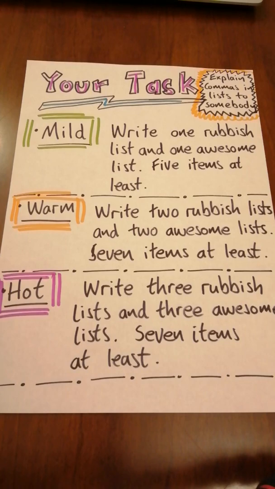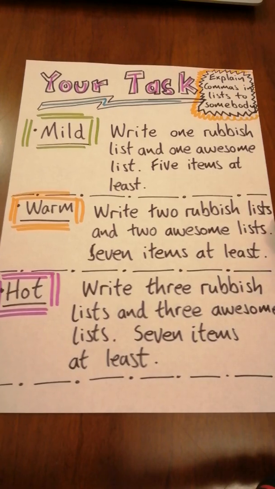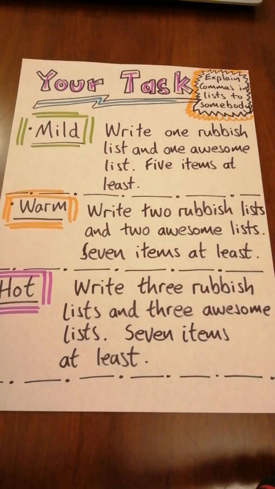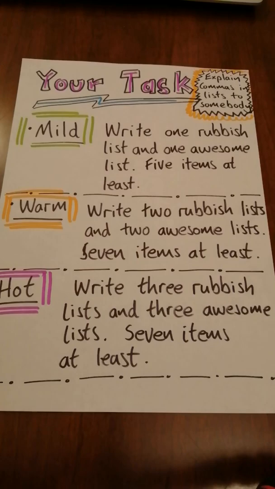If you do the warm task, I want you to write 2 rubbish lists with all those "ands" and 2 awesome lists. Try and have 7 items in the warm lists. And if you're going to do hot, write 3 rubbish lists and 3 awesome lists. The rubbish lists will be full of "ands" and the awesome lists will only have "and" at the end. I want you to try and put at least 7 items in your lists as well. More if you can.